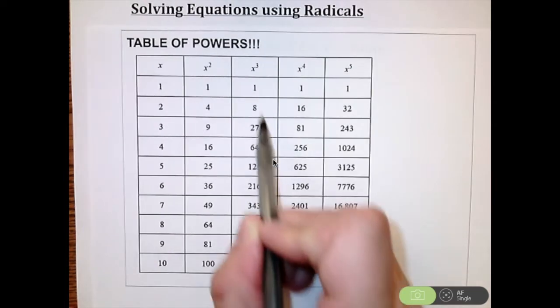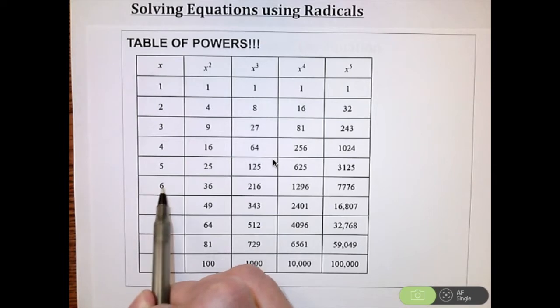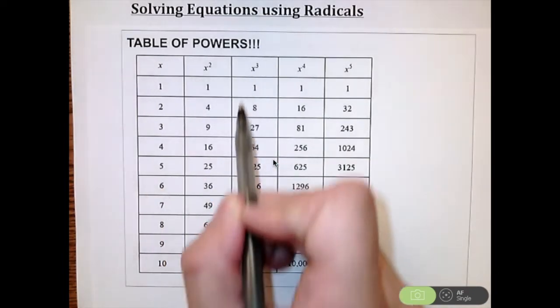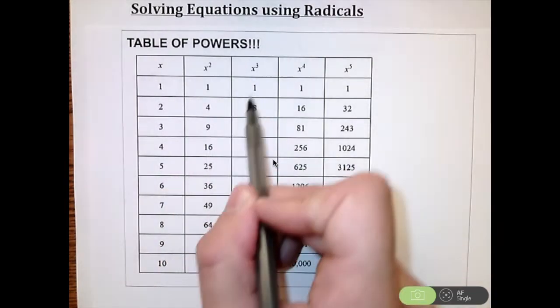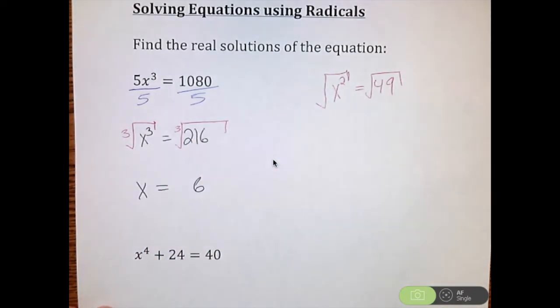I'm asking what to the third power got me 216. If you go all the way left, 6 to the third power is 216. If you're not sure, you can check on your calculator. 6 to the third power is 216. So what I get here is 6.